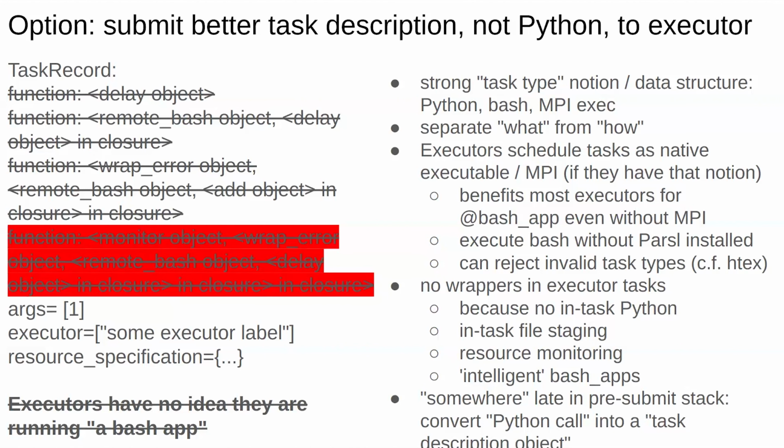It sounded horrible when I first thought about it, but what do we lose? In task file staging, nobody really does that. Resource monitoring is kind of limited per executor. So this doesn't mean you can't do resource monitoring. It just means each executor has to think about how to do it itself. There is some desire for bash apps that also run some Python before and afterwards. Logan has a nice feature request open for that. And you couldn't do that as a wrapper anymore. You would have to do that as a little mini sub workflow, for example. And the implementation would look like somewhere in that stack of rewriting I showed earlier, there would be a step that takes the function, args, whatever, and turns it into some kind of task description object.